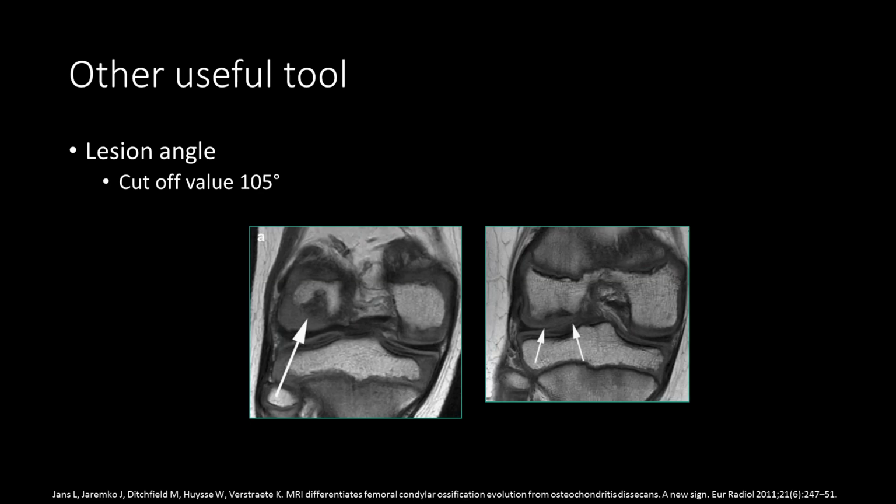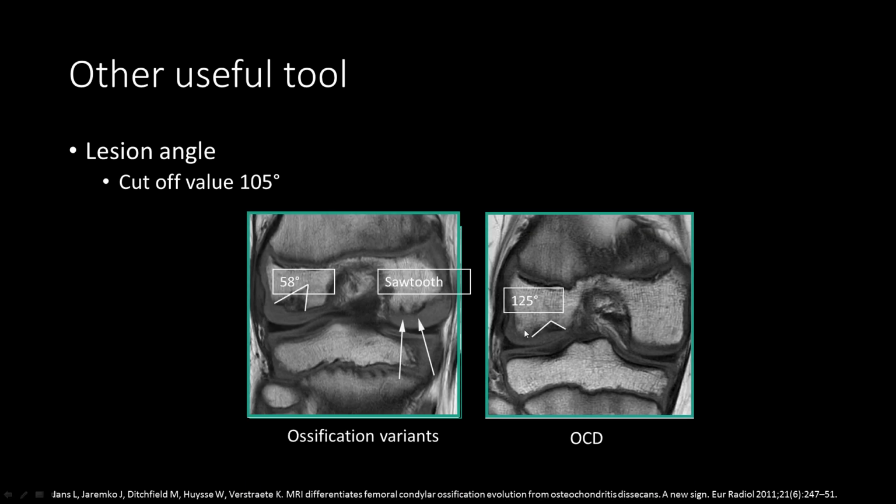If you're still in doubt which entity your ultimate diagnosis will be, another useful tool is looking at the lesion angle. If you look in the coronal planes, a femoral condylar ossification variant typically presents as a small angled wedge-shaped lesion, whereas osteochondritis dissecans presents as a wide-angled and broad-based lesion. And if you measure the angle of both lesions and you use a cutoff value of 105 degrees, you can differentiate between the two entities with great certainty.